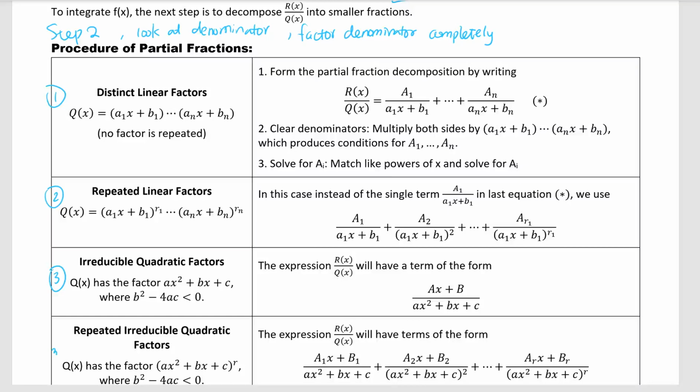And the second case is when we have repeated linear factors. So you can see this r1 and rn, they are the multiplicities. Oops, let me write better. Multiplicity is the number of copies of that factor.